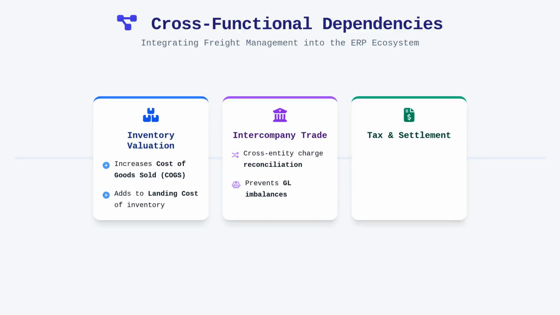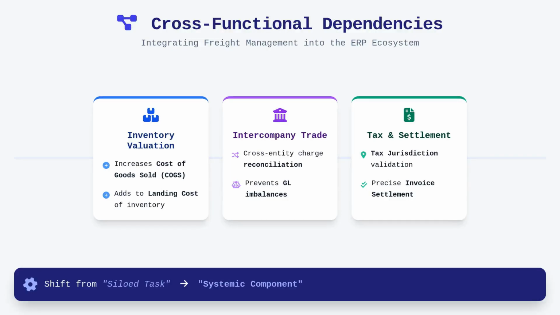Your tax rule configurations also play a major role here, as freight services are frequently subject to specific tax jurisdictions that must be validated during the invoice settlement process. By treating freight reconciliation as a systemic component rather than a siloed task, you provide the architects and stakeholders of your ERP system with a predictable, scalable, and audit-ready transportation management ecosystem.